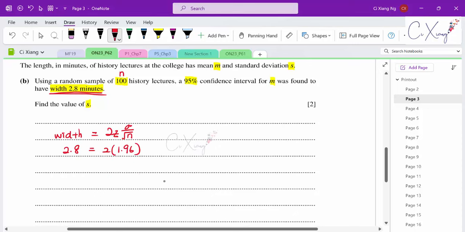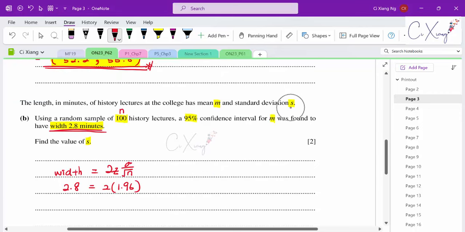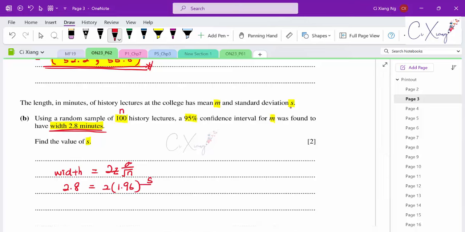What is the standard deviation for the population? In this question, the standard deviation is not given, and we want to find out the standard deviation divided by square root n. So what is the square root n that you have here? Your n is 100, given in the question as well. So square root n will be square root 100.